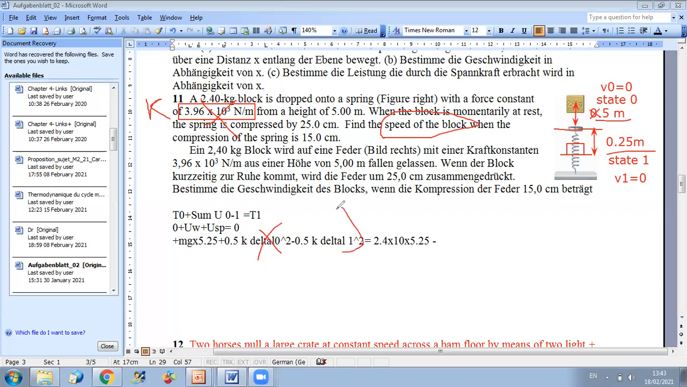Now at state 1, what is the stretching of the spring? It is 0.25 meters. So it is plus 0 minus 0.5 times K times delta L2, which is 0.25 squared, equals 0. In this equation, what is the only unknown? The only unknown is K.